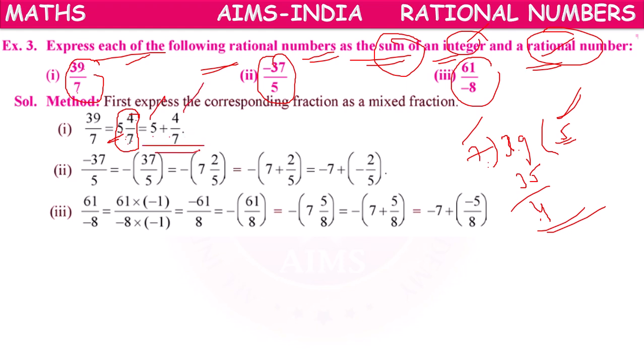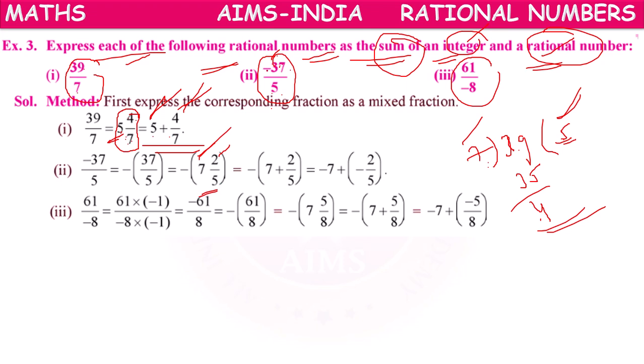We can write like this: sum of an integer plus a rational number. So minus 37 by 5. 5 times 7 is 35, and 2 is remaining, so 2 by 5. So 7 complete parts, and still a 2 by 5 part is remaining.